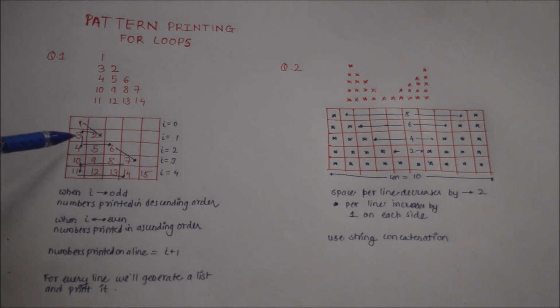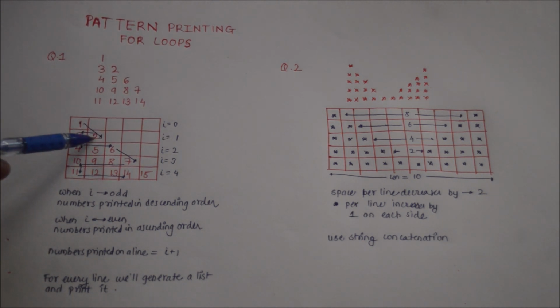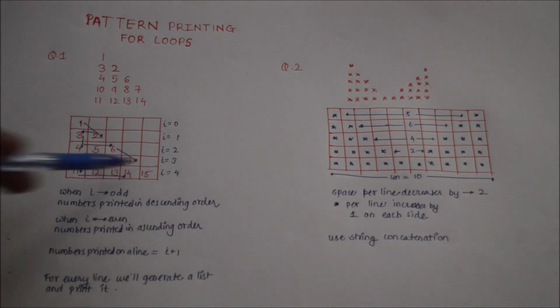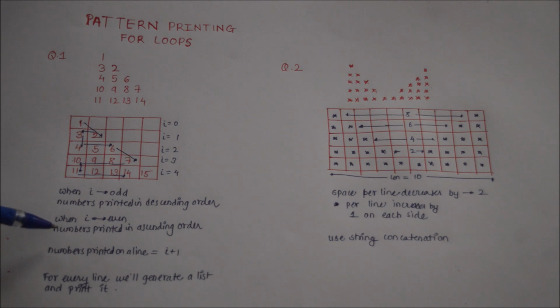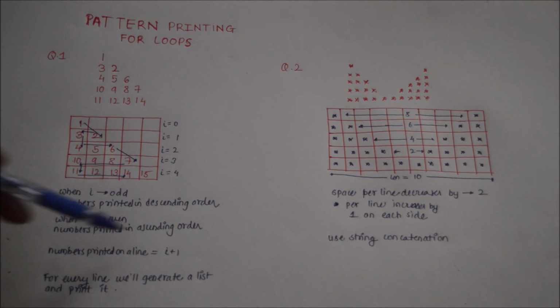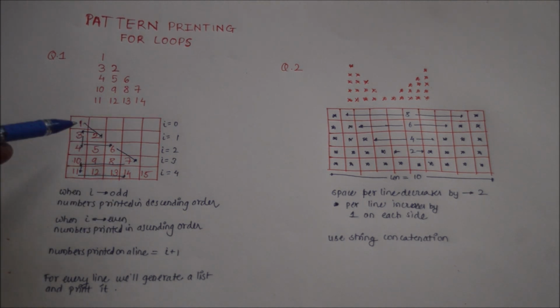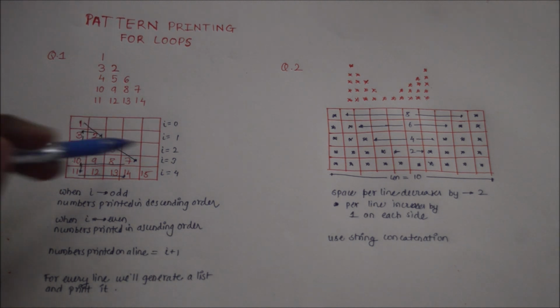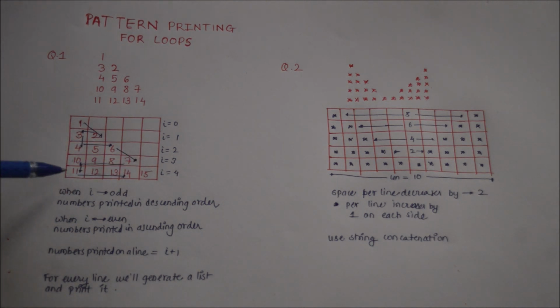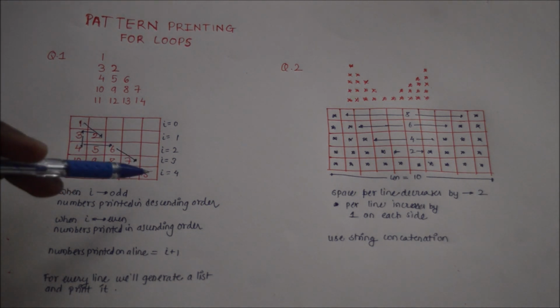Like when I is 1, instead of printing 2, 3, it is printed 3, 2. And when I is 3, it is printed 10, 9, 8, 7. Similarly, when I is even, the numbers are printed in ascending order. That is, when I is 0, we are considering 0 as an even number, it is printed 1. When it is 2, it is printed 4, 5, 6. In 4, it is printed 11, 12, 13, 14, 15.